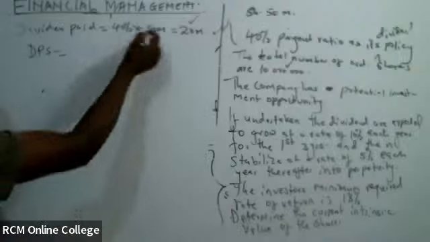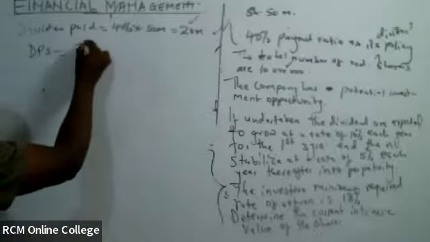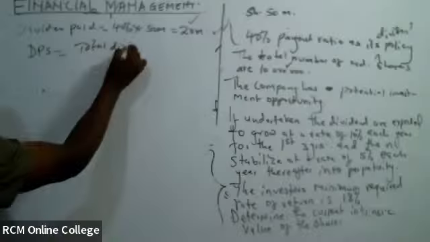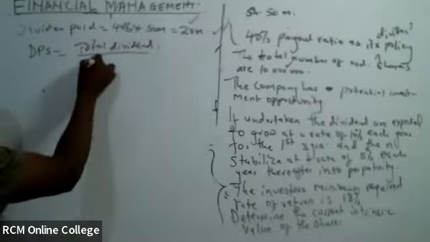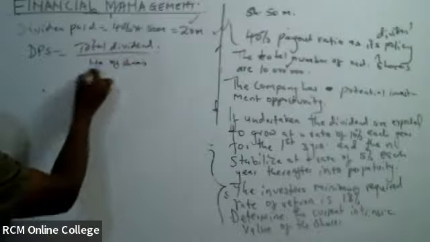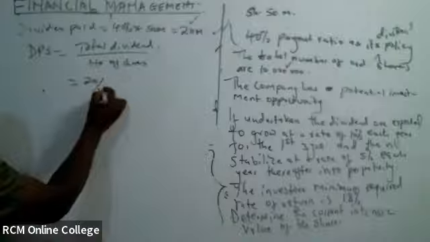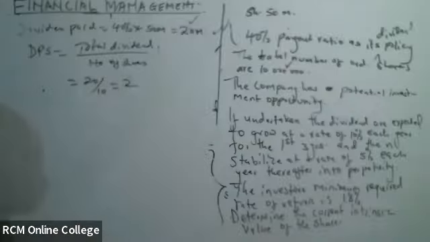Yes, because we already have the dividend that was paid, and then we have our number of shares. So total dividend, divided by the number of shares. Hatutaki we make it complex. So it will be equal to 20 over 10. So what is our answer? 2 shillings. We are done.